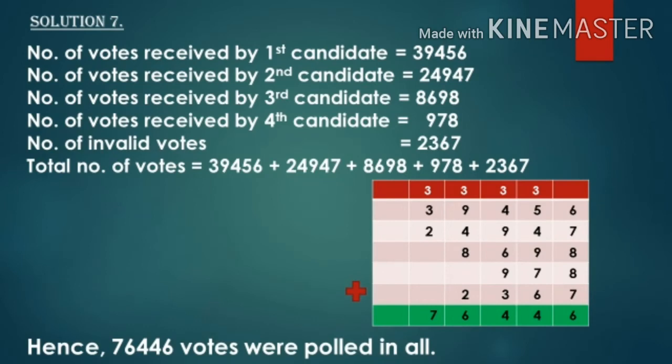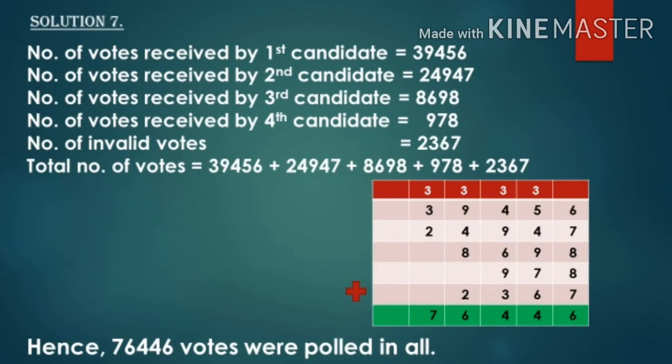So, let's write the first statement. The first statement will be number of votes received by the first candidate, that is 39,456. Then number of votes received by the second candidate, that is 24,947. The number of votes received by the third candidate, that is 8,698 votes. Then you will write the number of votes received by the fourth candidate, that is 978 votes. Then you will write number of invalid votes, that is 2,367.